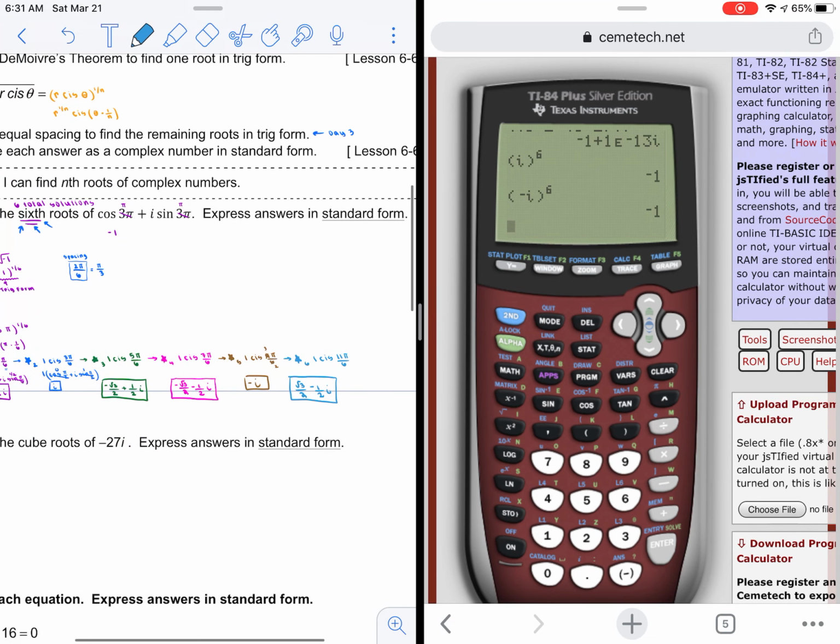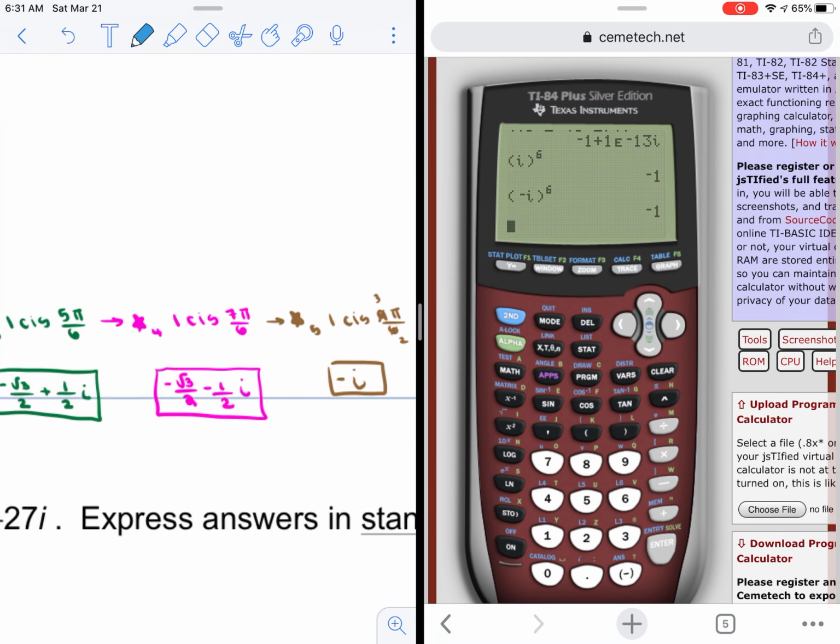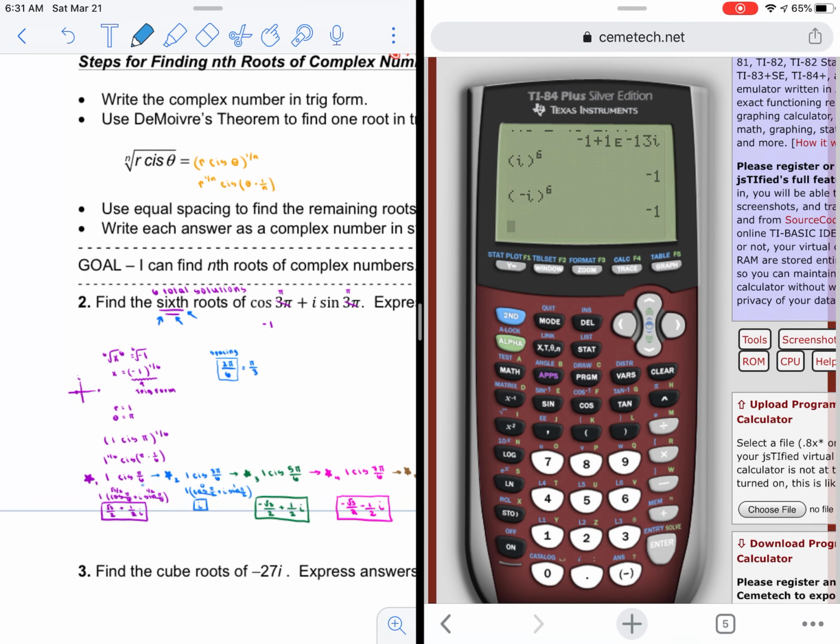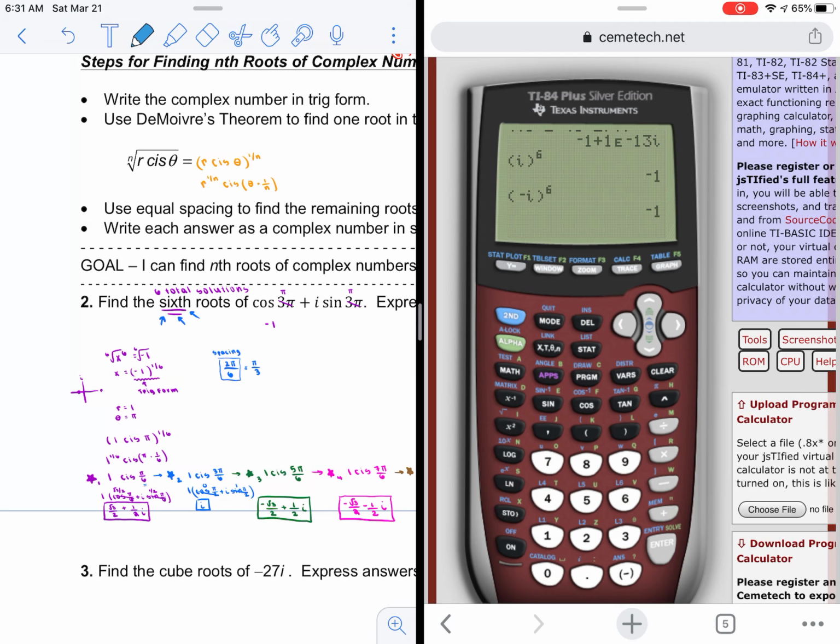So pretty cool that you can check those answers just by raising that quantity to the 6th power, and you should note that you are getting negative 1 in all those cases, even when there's that scientific notation, because remember, that number really means 0 times i.